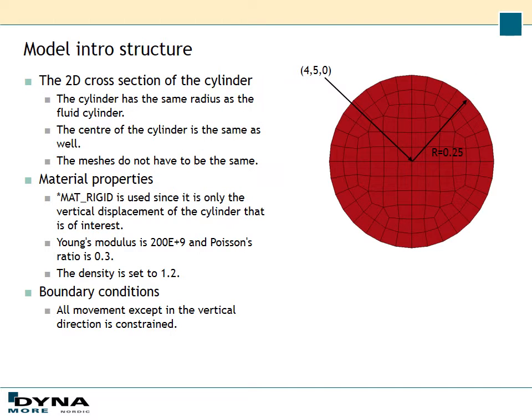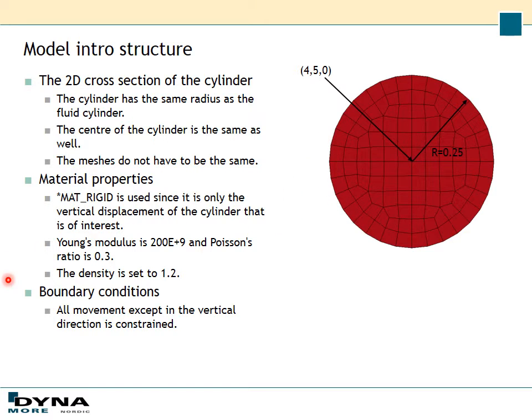Now over to the structural model, which is shown here in the picture. It has a radius of 0.25 and an x-coordinate of 4 and a y-coordinate of 5 for the center of the circle, which is the same as for the fluid circle. So the boundaries of the structure and the boundaries of the fluid will be placed at the same location.